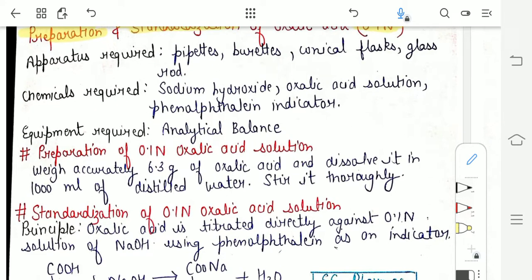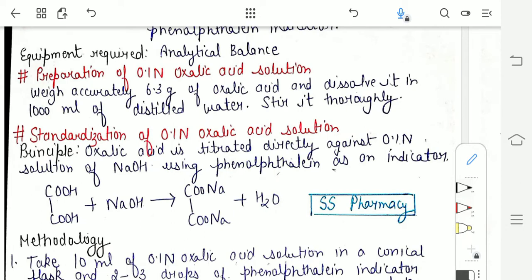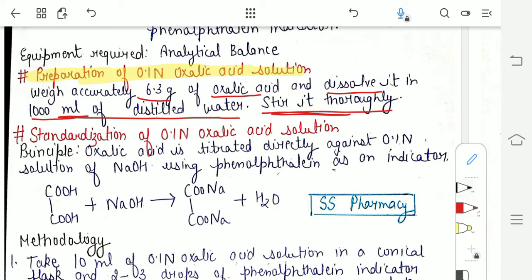Now let us talk about the preparation of 0.1 normal solution of oxalic acid. So what do we have to do? We have to weigh accurately 6.3 grams of oxalic acid and then dissolve it in 1000 ml of distilled water and stir the solution thoroughly.